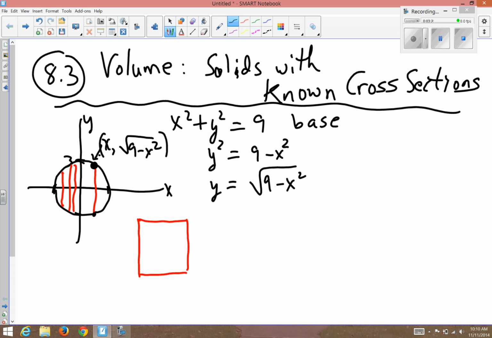At the bottom of this vertical slice, the x coordinate will have to be the same. All points on a vertical line will have the same x coordinate. And the y coordinate down here, because it's below 0, is negative square root of 9 minus x squared. That's what we got when we solved the equation of the circle for y.